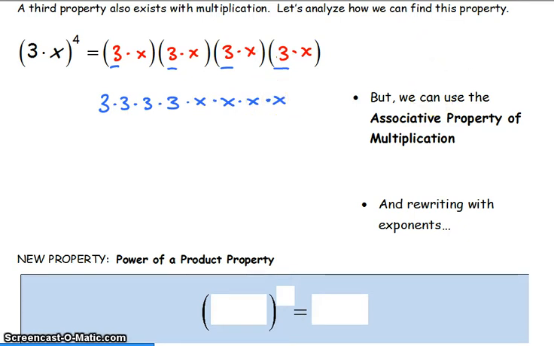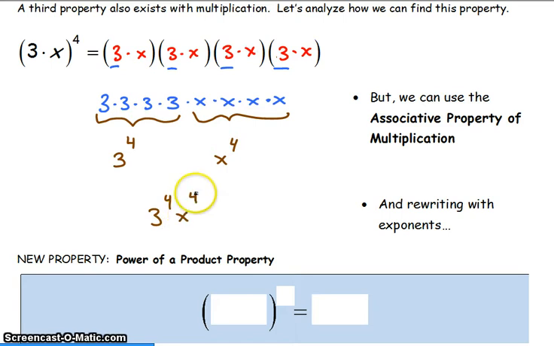What hopefully we see now is that I can rewrite these groups. 3 times 3 times 3 times 3 is 3 to the fourth power. x times x times x times x is x to the fourth power. That gives me 3 to the fourth power times x to the fourth power. That's rewriting it with bases and exponents. The other step that we will be asked to do is simplify any numerical bases we have.